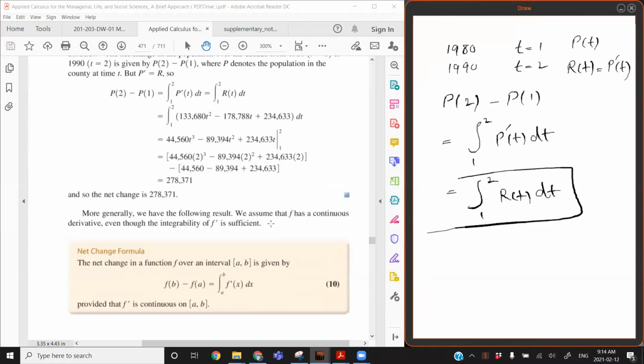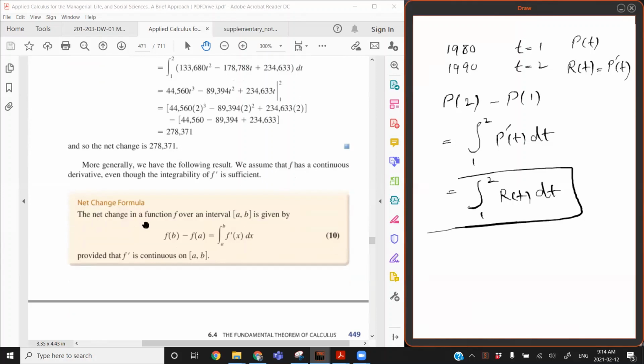So if you have the rate of change, from the rate of change you can get the net change. The net change formula: the net change in a function f over an interval from a to b is given by f of b minus f of a. However, if you're not given f but you're given f prime of x, you can use the fundamental theorem, because this quantity, the net change, will be equal to this definite integral.